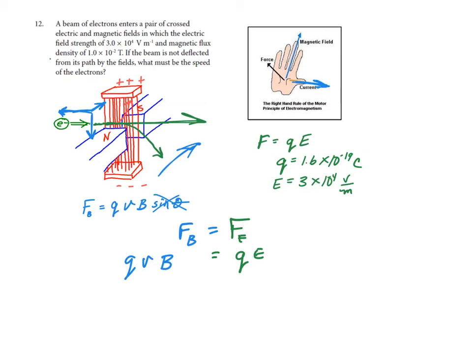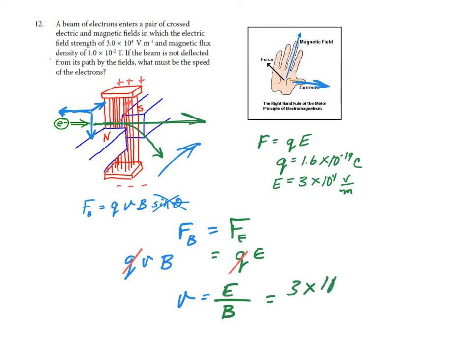Notice in this case that because Q is on both sides, it's just going to cancel out. So the charge of the electron won't really play into it. What we're trying to find here, of course, is just V, which would be E divided by B. So the electric field divided by the magnetic field will be the velocity. And we're set then to put that in.